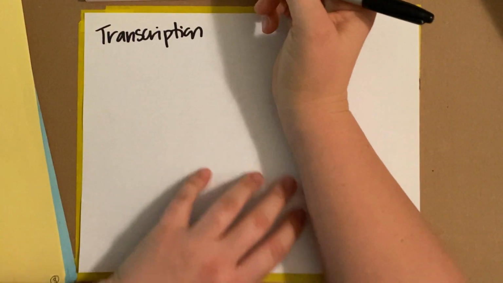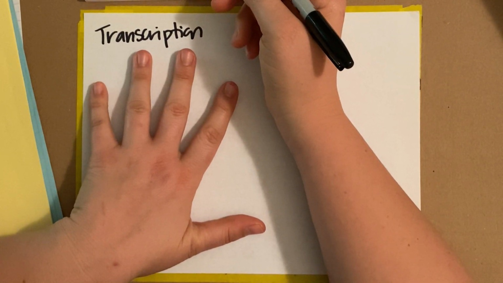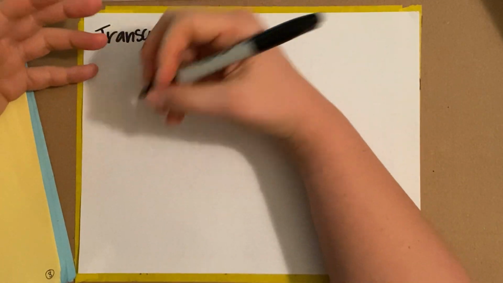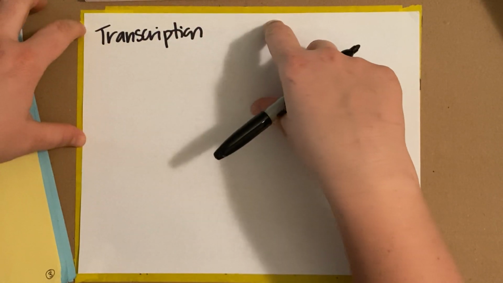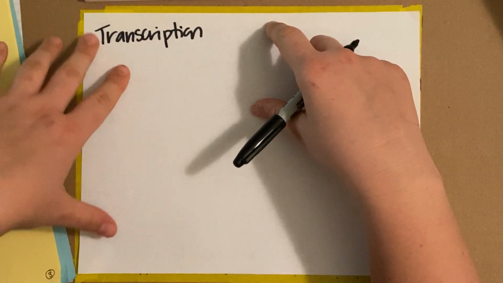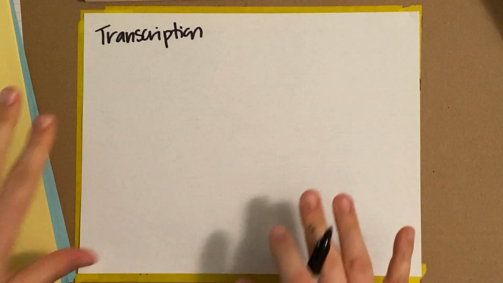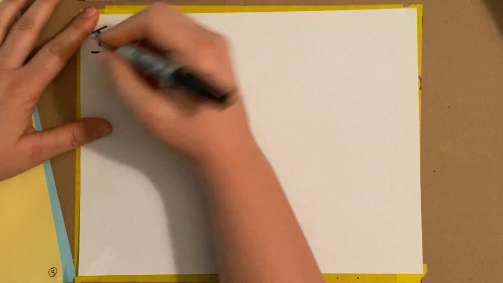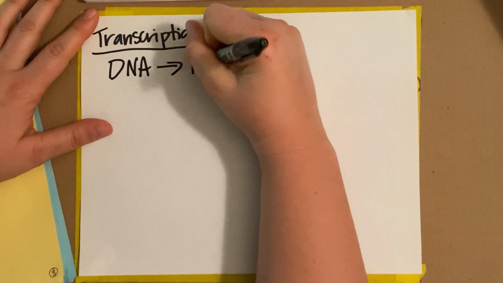If you know anything about what the word transcription means in a non-biological sense, it has to do with transcribing or writing something. So taking one version of some type of written document and transcribing it, so rewriting it in a slightly different way. And so that's what we're going to actually do. So this is going to be taking DNA and making RNA.